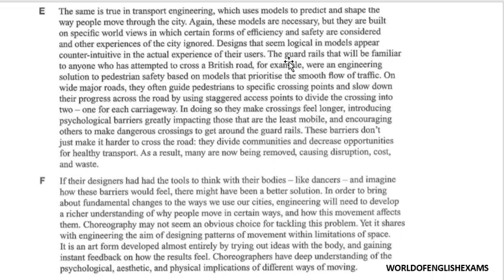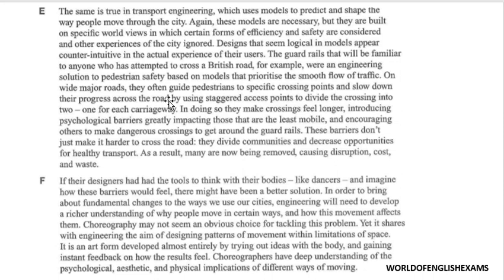So the guardrails, okay, so they're talking about something known as guardrails. The guardrails that will be familiar to anyone who has attempted to cross a British road were an engineering solution to pedestrian safety. That means they wanted to save the pedestrians, they wanted to ensure the safety of the pedestrians, based on the models that prioritize the smooth flow of the traffic. So they thought in the model, when they were designing the model, that it was very easy and pedestrian friendly.